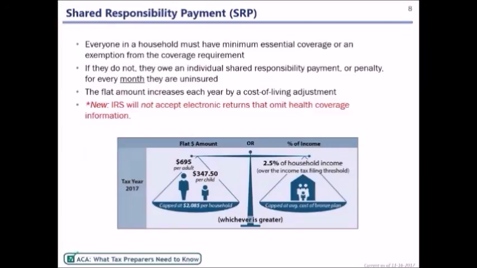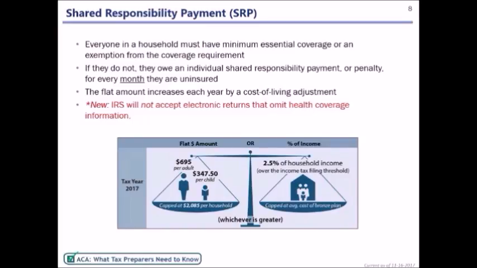The shared responsibility payment is owed if a person does not have coverage or an exemption for a month. It is based on a formula. We're taking whichever is greater of these two things: either a flat amount of $695 per adult or a percentage of income, 2.5% of household income over the income tax filing threshold. So the greater of those two amounts.